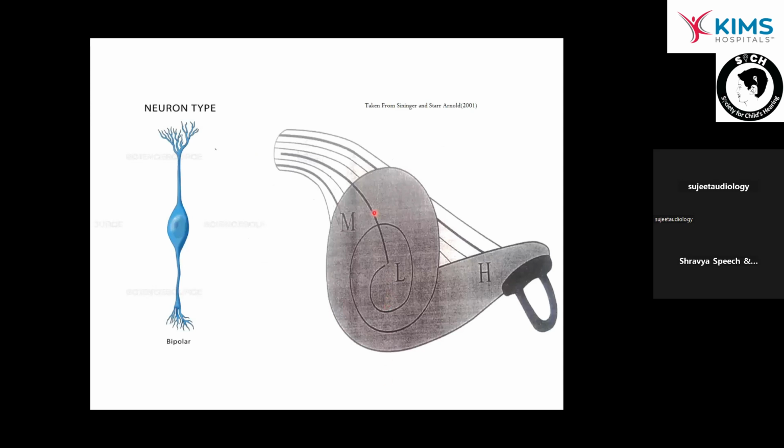Now, whenever there is a demyelinating pathology, what you have to understand is it affects the longer fibers first. That means a person who has a demyelinating pathology will have a low frequency sensorineural hearing loss first, and high frequency fibers will get involved at a later point of time. And that's what you see in cases with auditory neuropathy. You have a patient with auditory neuropathy, typically what you will find is a low frequency sensorineural hearing loss.